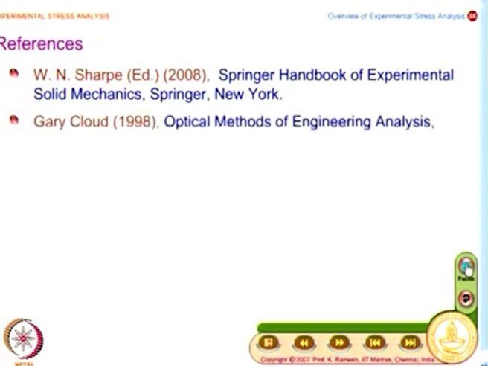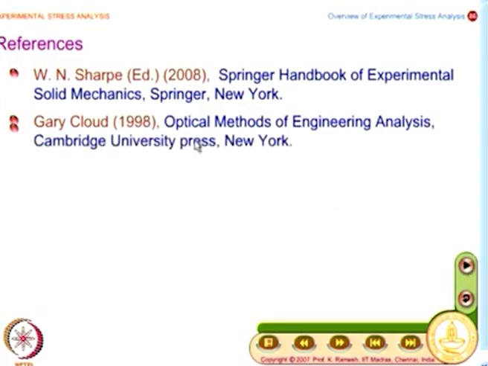Then you have a very famous book, Optical Methods of Engineering Analysis by Gary Cloud, published in 1998. So, in all this you need the author, you need the year and the publisher. It is a university press, you will be able to access it. And what you also have to look at is Gary Cloud has given a series of articles in Experimental Techniques. He is writing articles on various optical methods for displacement, stress and strain measurement. Those articles are very interesting, you can have a look at them, they are in Experimental Techniques.